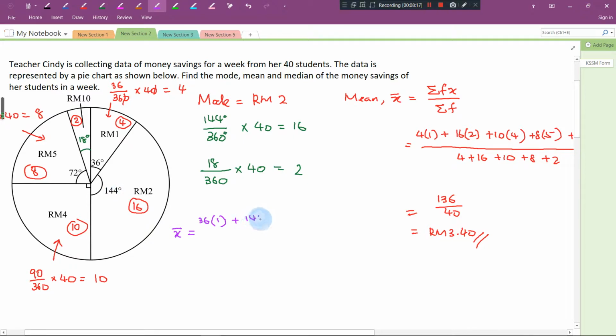144 times 2, 90 times 4, 72 times 5, 72 times 5. Okay, so I write over here 18 times 10, 18 times 10. Okay, divided by, since we use a degree here, so the total degree is 360. Okay, let's try. We can get this exactly the same answer or not. Should be able to get the same answer.